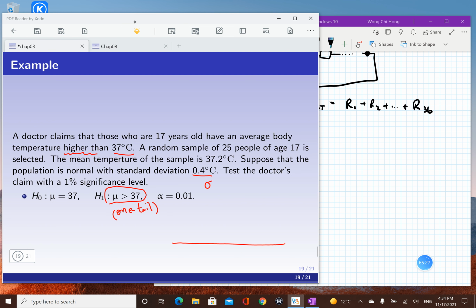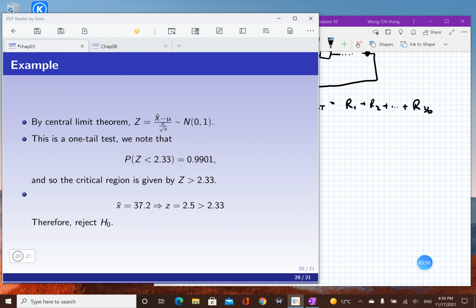That means we have a normal distribution table. We look up values that give us 1% precisely. We don't have to care about the things on the left. This is the one-tail test. We look up the critical value here from our normal distribution table. In this case, 2.33.